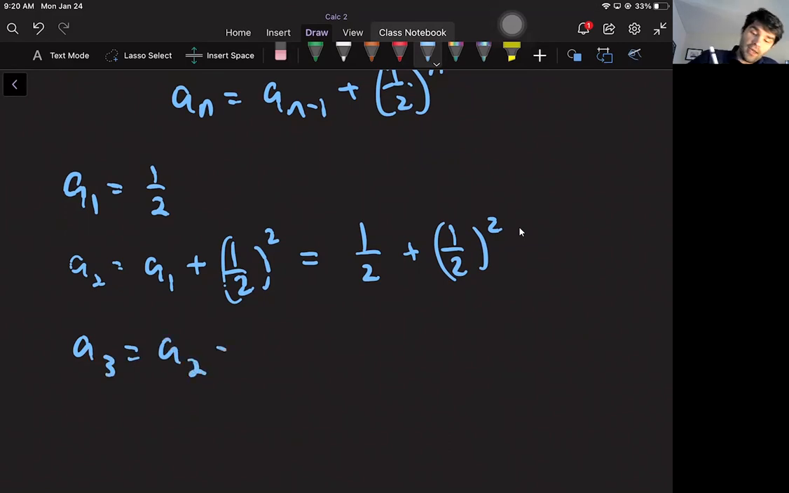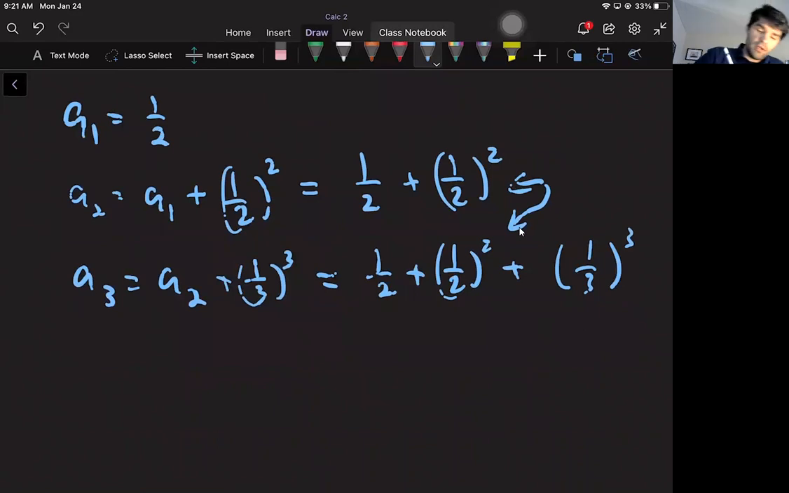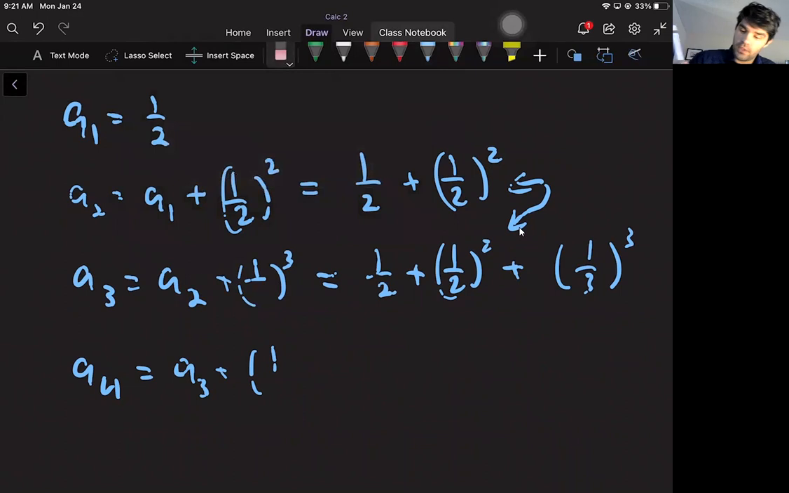A3 is A2 plus 1/2 cubed. And A2 we know is 1/2 plus 1/2 squared, that's what A2 was. And now I'm just adding 1/2 cubed. And you might sort of start seeing the pattern here. A4 is A3 plus, sorry, why did I change that to a third? That should be 1/2. That's not changing down there.